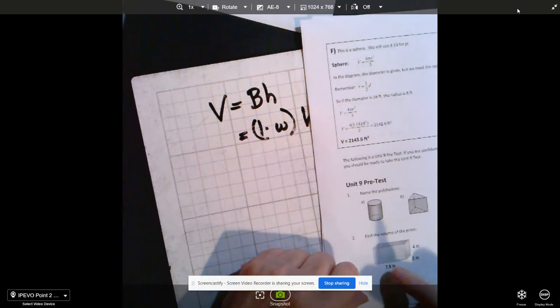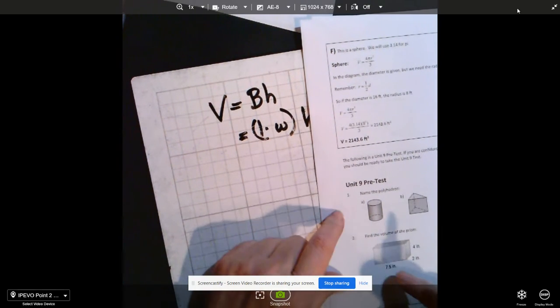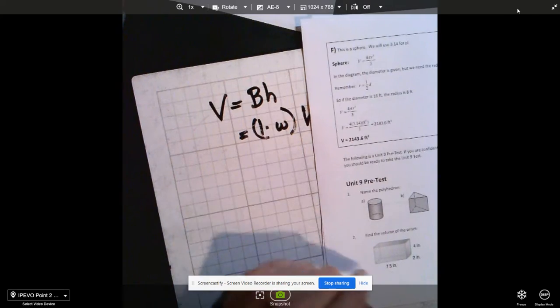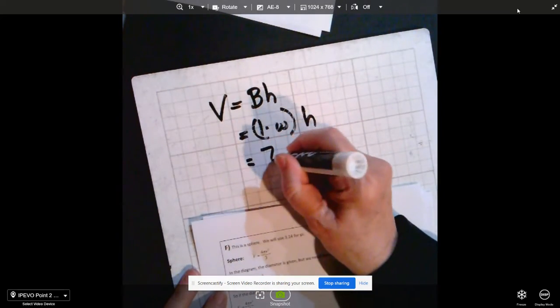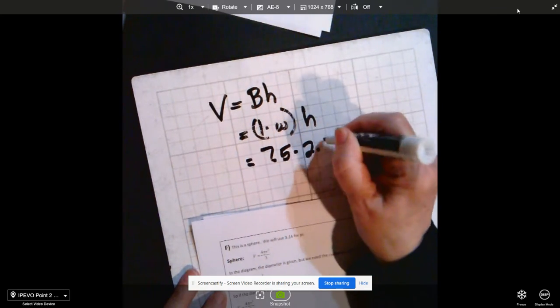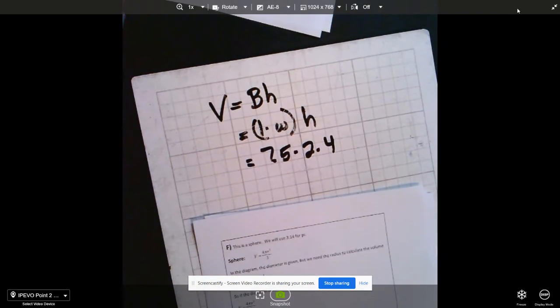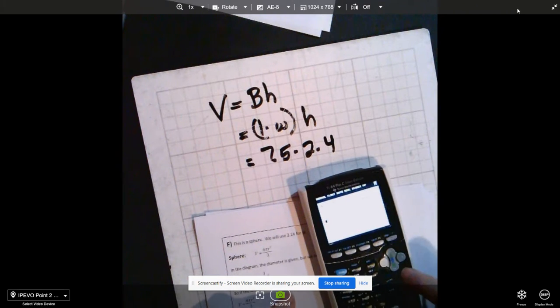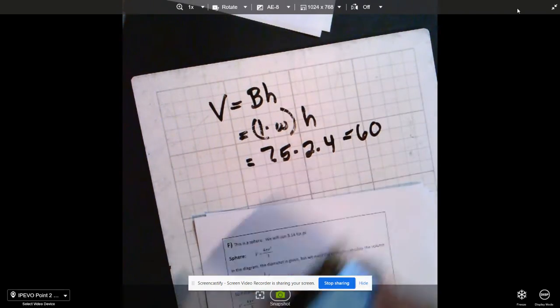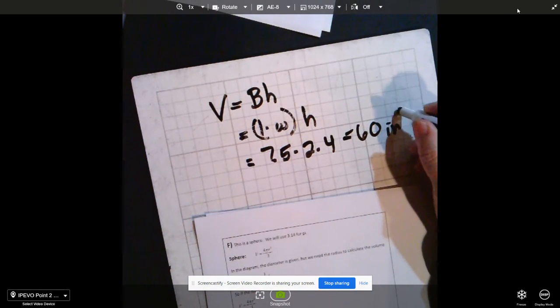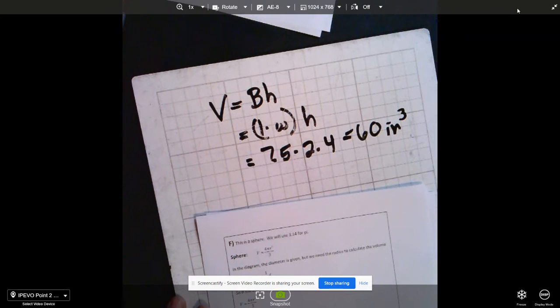Well, it doesn't really matter which one you call the base of this. You could call this the base, or you can call that the base. It doesn't really matter because in the end, you're just multiplying all three of those numbers together. So you have 7.5 times 2 times 4. Take out your calculator. 7.5 times 2 times 4. And this will be 60. And again, don't forget, it's inches cubed because it's volume.